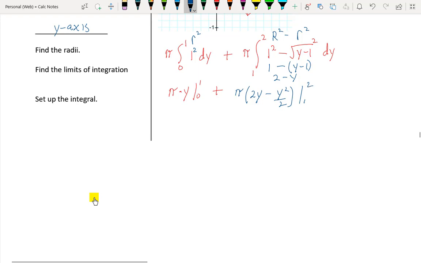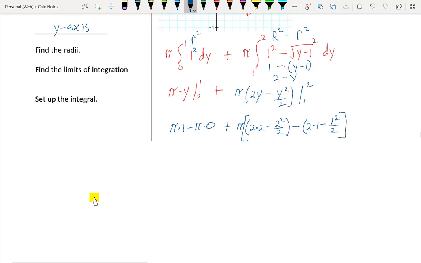And here we go. On the left side, pi times y, we plug in 1, we get pi times 1 minus pi times 0. Obviously that part's going to be 0 plus pi times 2 times 2 minus y squared, excuse me, 2 squared over 2. And we're going to have to subtract, which means I'm going to need another set of parentheses here, subtract, plugging in for 1, 2 times 1 minus 1 squared over 2.